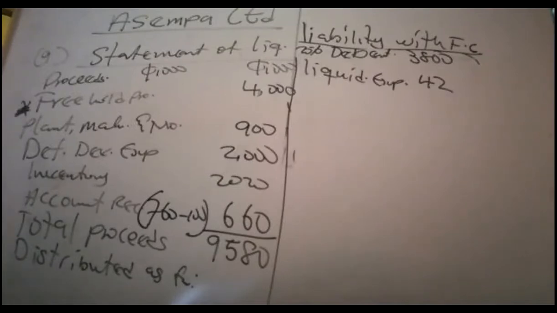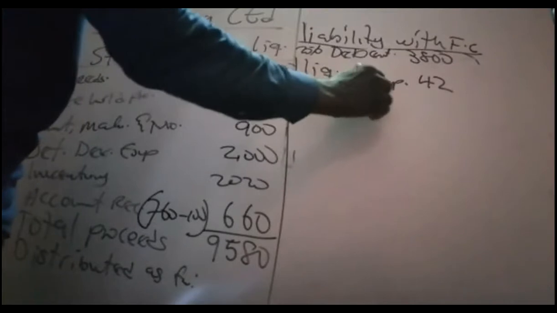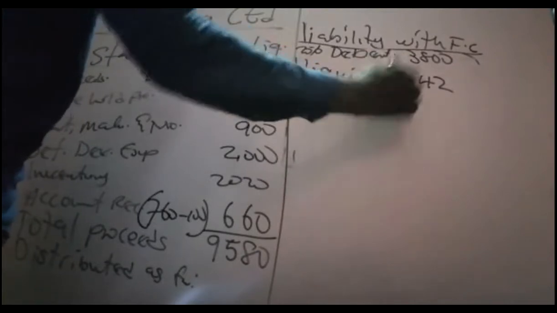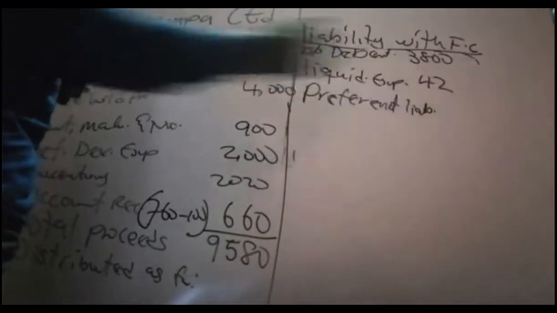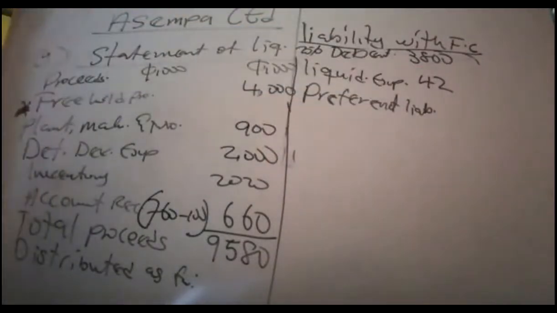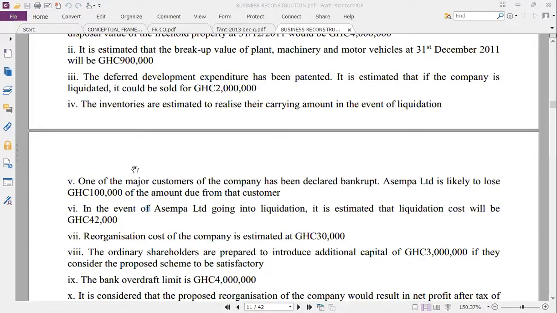Who is next to be paid according to the order? Next, preferential liability. Preferential liability, all right? We have preferential liability in the question. Examples of preferential liabilities are statutory owings, such as tax, and other examples like wages and salary.